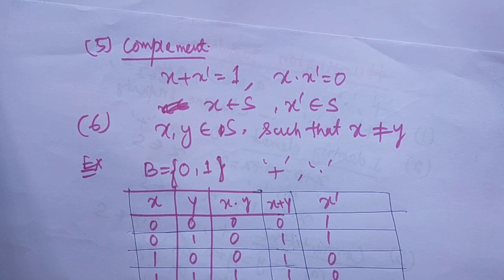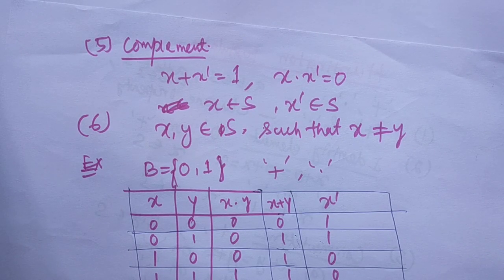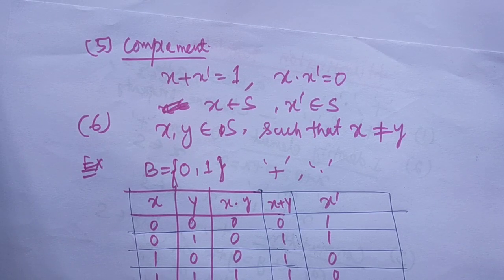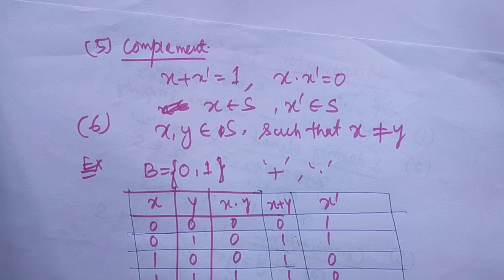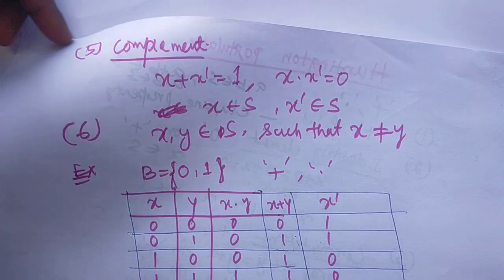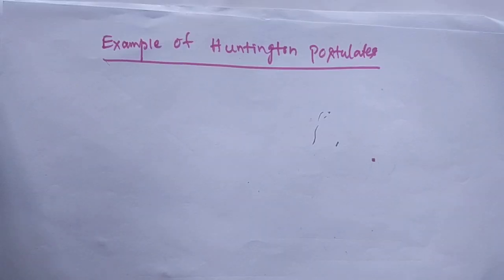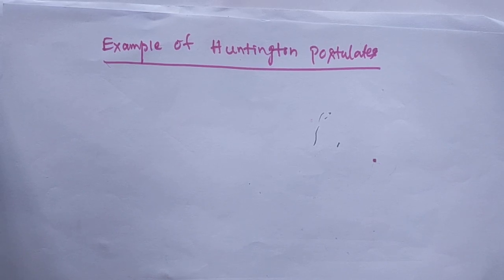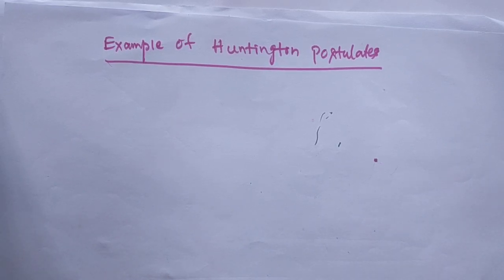Now we define different postulates with examples in different ways. With a certain example, we will see how it is working. Different examples also we can take. Okay, so now we see different examples of Huntington postulates. What examples are available? We will see those examples also we will consider.